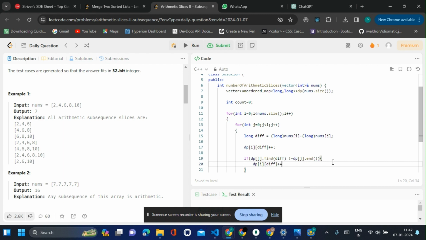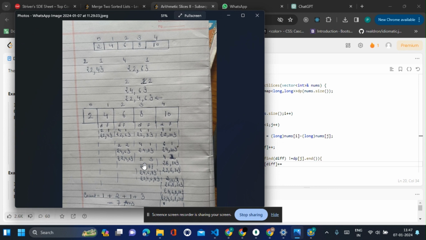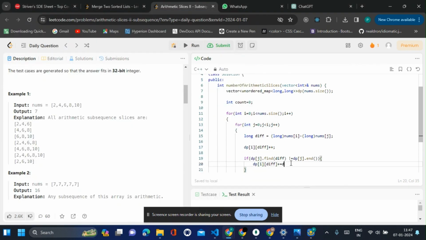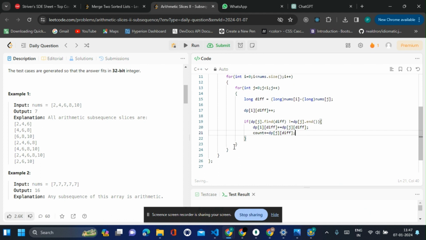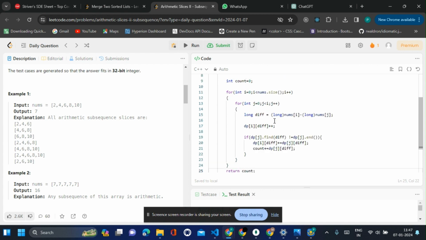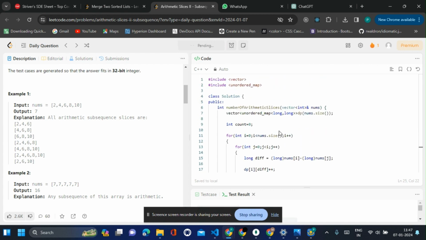Now we have to add the number of, like in this example, we add the dp of j. We add these two also from here to this. Now we also have to add this in the counter, so we can exactly keep the count of all subsequences. Now we can run this code. This code should be running fine now.